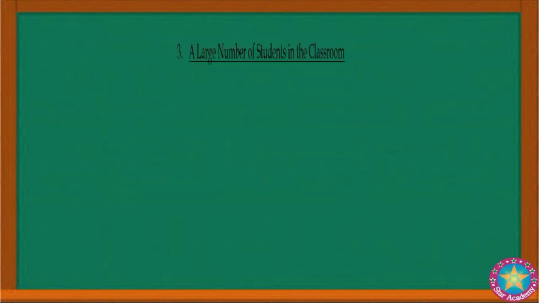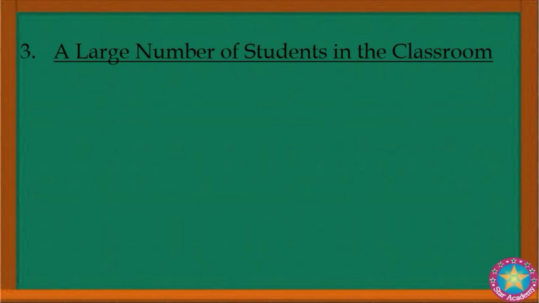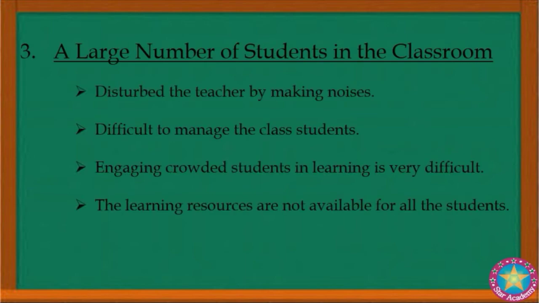Number three, a large number of students in the classroom. A large number of students in the classroom produces a lot of disturbance and stress for the teachers because, in teaching a large number of students, the teachers have to make more effort and work hard. The problems caused by a large number of students are that they disturb the teacher by making noise, and it is difficult to manage the class. Engaging crowded students in learning is very difficult.